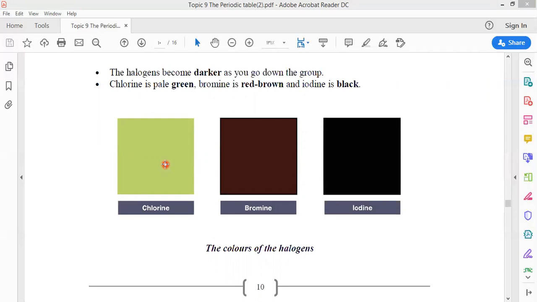So when we are talking about group number 7, I'm talking now about group number 7 in the periodic table. I'm talking about the color of halogens. As you move down, color gets deeper.